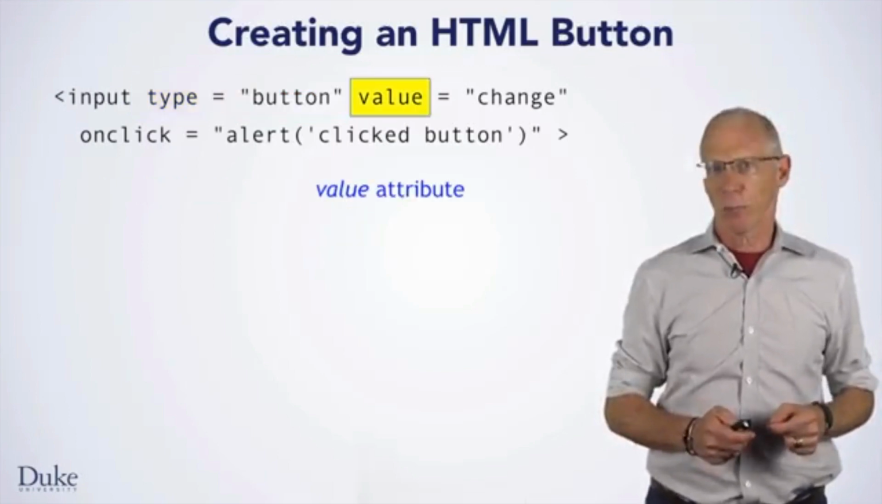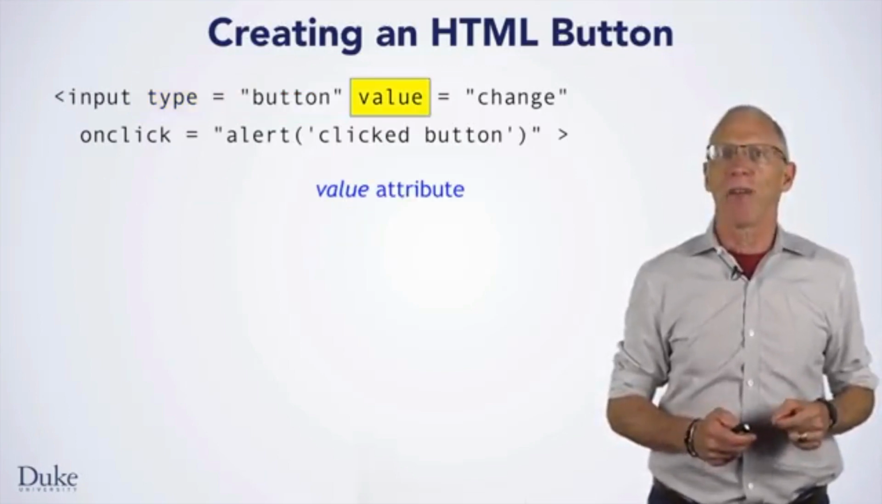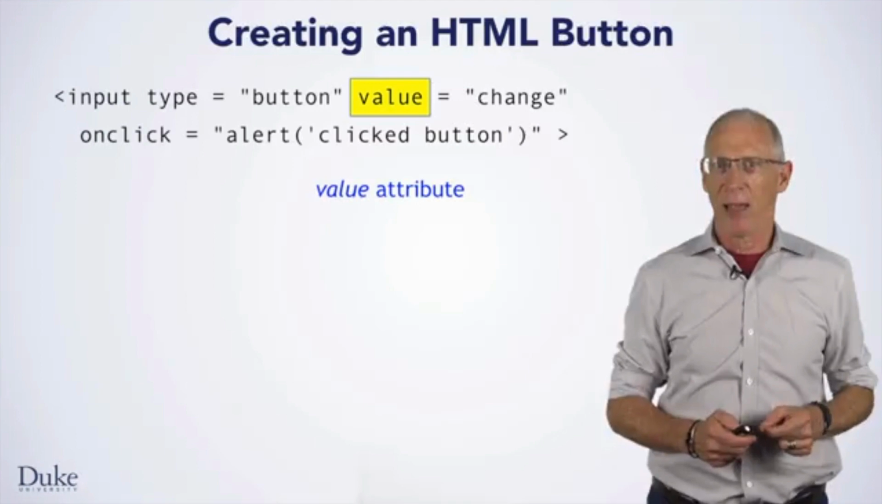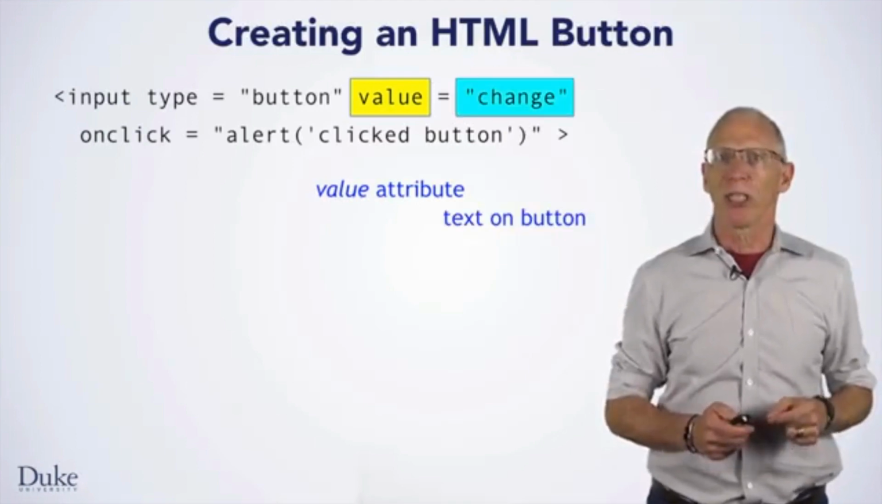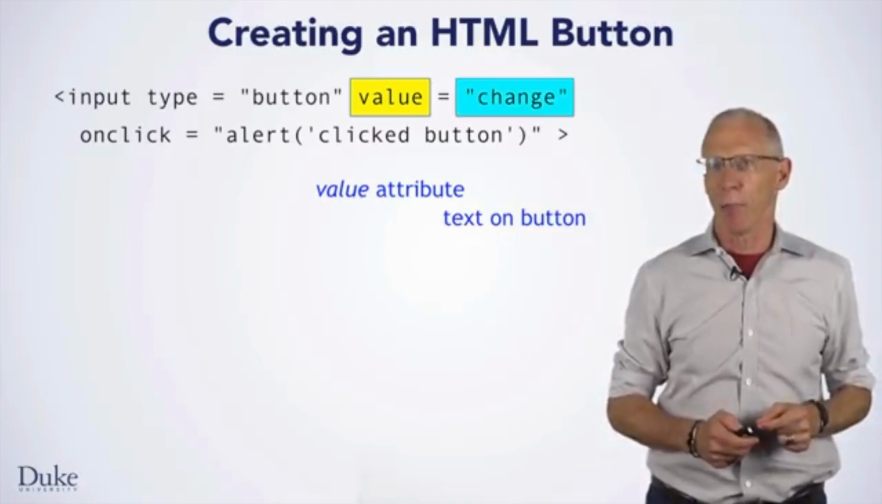The text displayed in the button is specified by the value element in the input tag. As you can see here, the word change will be displayed in the button.